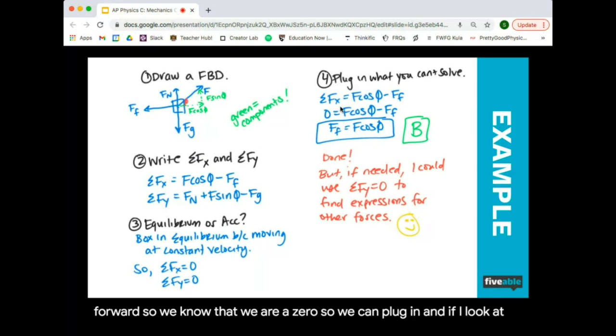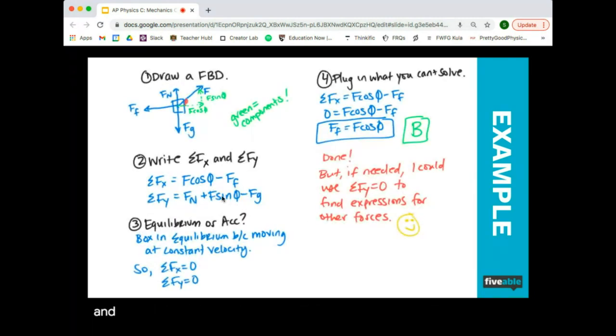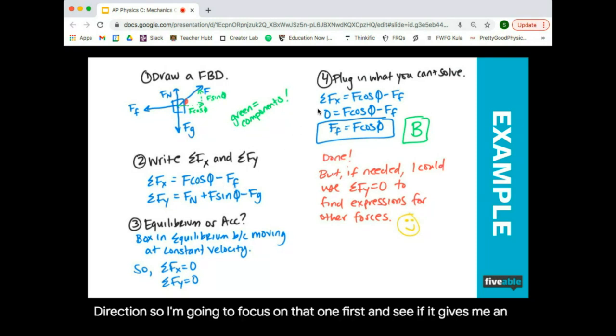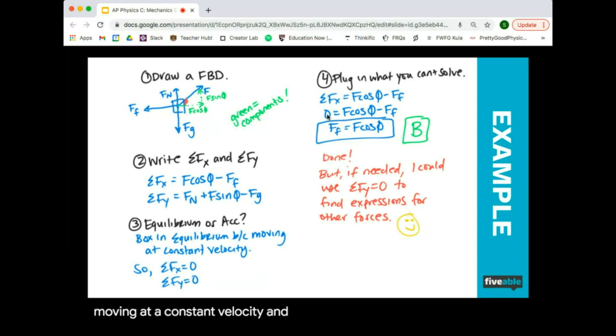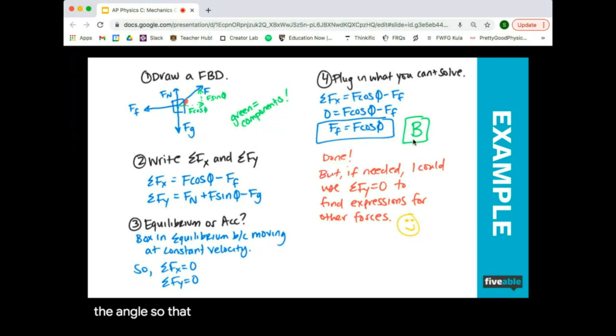And if I look at my answers here, I know that I'm looking for an expression for the friction. And I see in my work that there's only frictional force listed in that sum of forces in the x direction. So I'm going to focus on that one first and see if it gives me an answer. And because we're looking at the answer, we know it does. So we plug in 0 for the sum of forces in the x direction because we know it's moving at a constant velocity. And then that's equal to the F cosine phi minus the frictional force. And then all I did is move that frictional force over, and we know that it's equal to F cosine of the angle. So that answer is B.